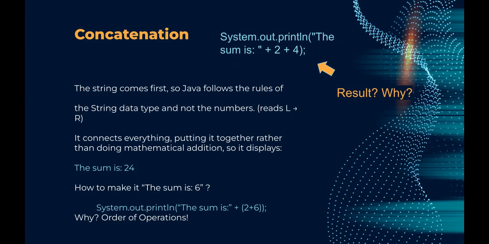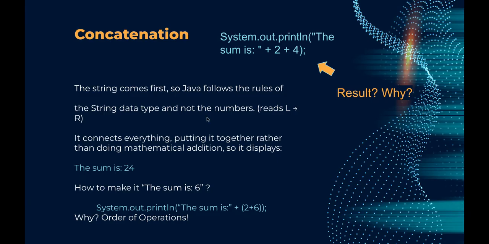Okay, concatenation. So we have this right here. Concatenation is basically putting strings together, like a sandwich. System.out.println, the sum is 2 plus 4. Now you'd think, hey, 2 plus 4, that's easy, that's 6, right? But no. The result would print "the sum is 24".